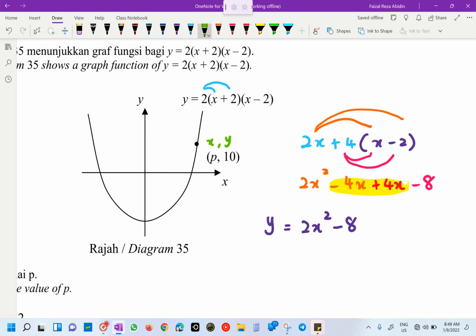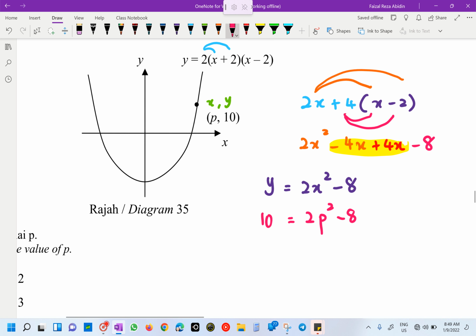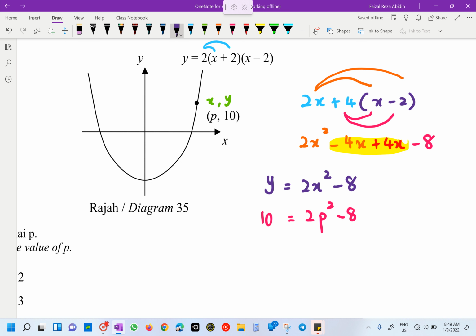So you are going to substitute y here, 10 equals 2p square lah. Kan? Minus 8. Boleh? Can? So lepas tu buat apa? Bawa lah pergi, nak bawa pergi mana pun. Negative 8, bring to the left side, you are going to get plus. So it's going to be 18 equals 2p square.